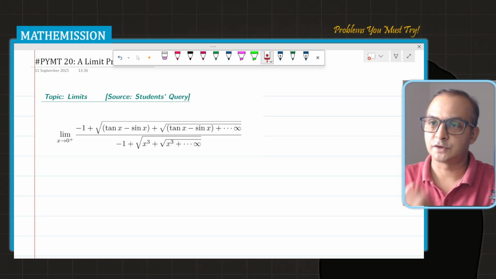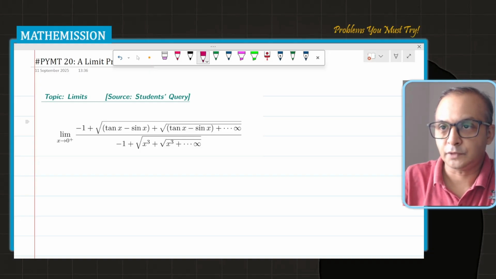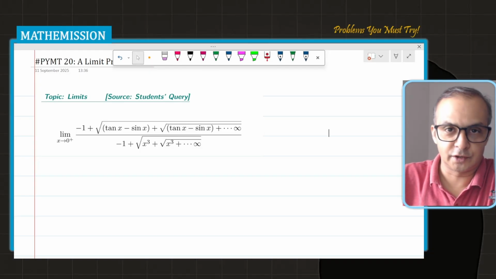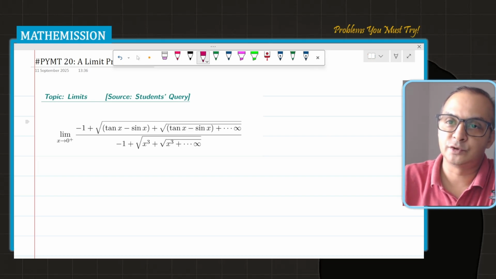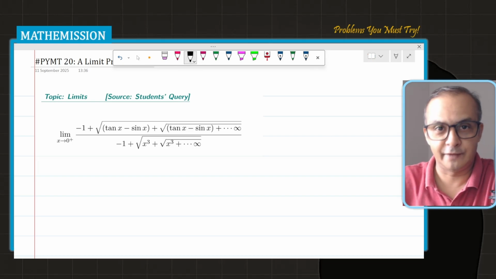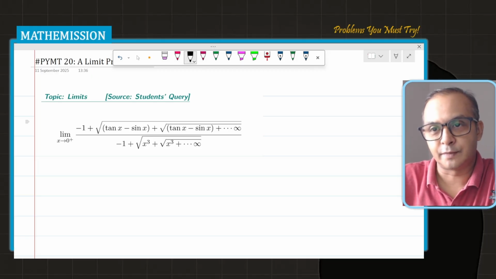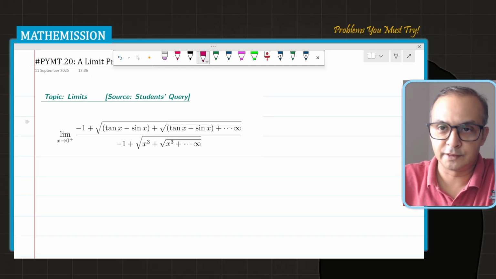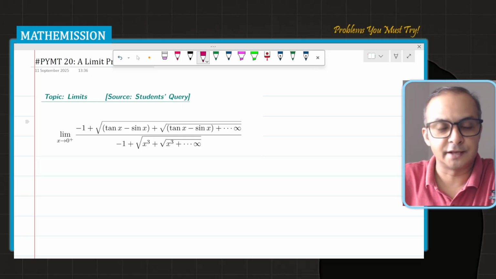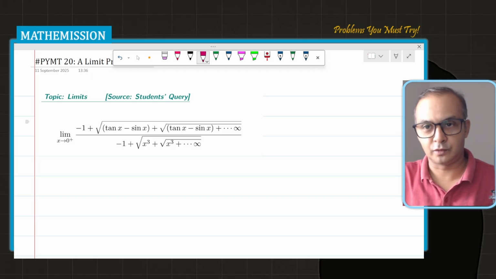So for that, first of all, we will try to understand why this limit is not 1, because of the obvious temptation, the natural way of thinking. Many students can think like that, or they have actually thought like that: tan x minus sin x, when x approaches 0 plus, that whole square root term is going to be 0, and we are left with -1 by -1, and that will give you 1. But that is not the correct answer. Instead, the answer is different. So we'll discover what the answer is.